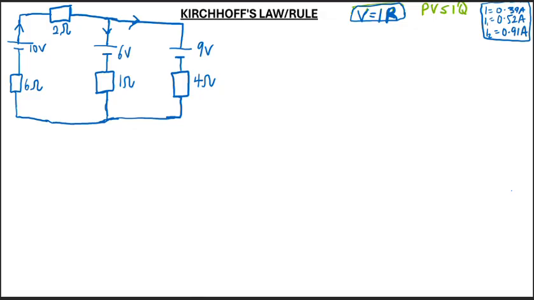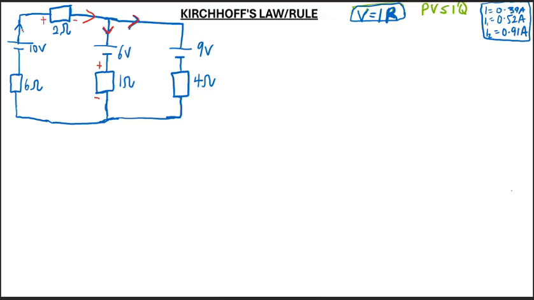Now the first rule says that we should find the direction of the current, and we know that the direction of this current is going like this, one is going like this, and this one is going like this. Then we are done with that. The second one says that we should assign polarity to each resistor. This is the first resistor, the current is moving like this. This means this is positive, this is negative.